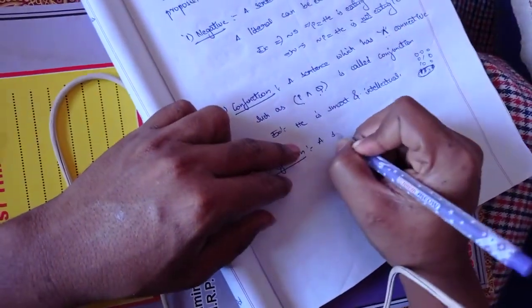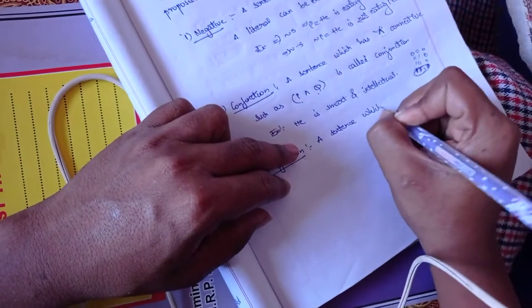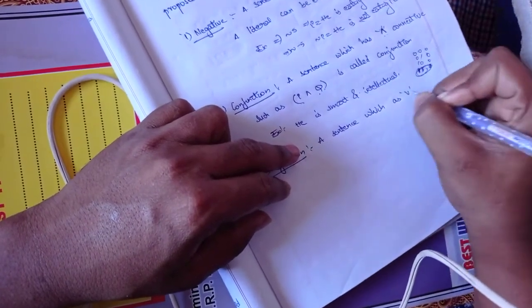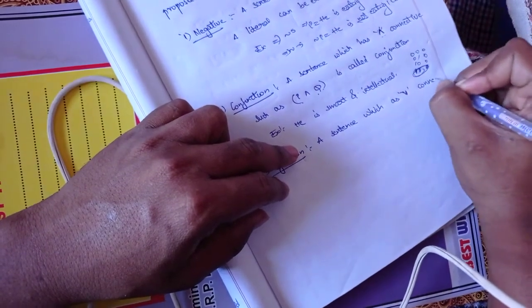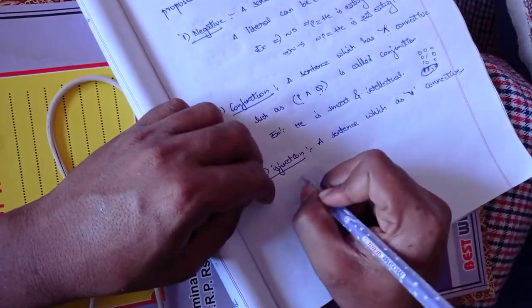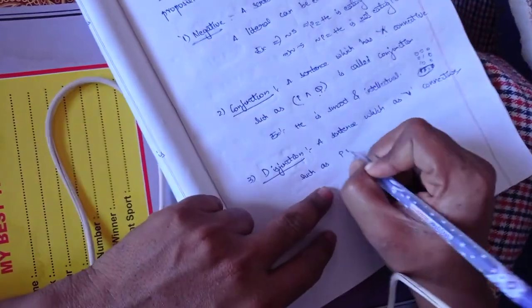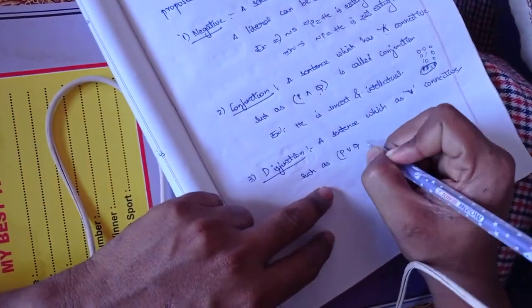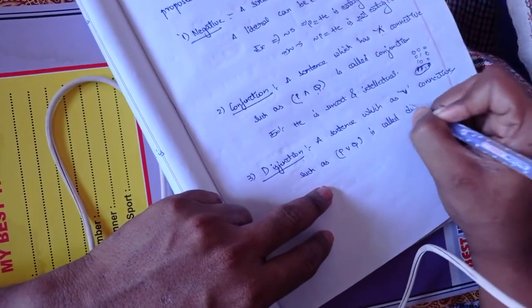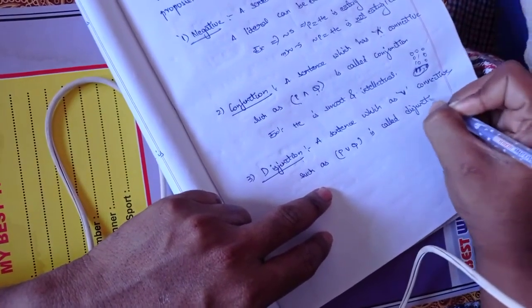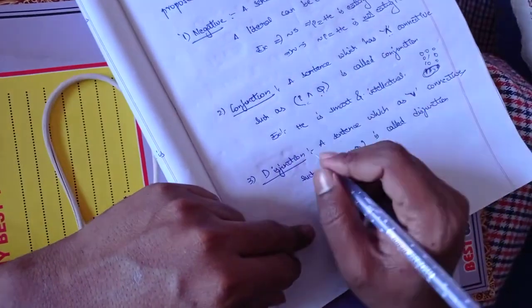A sentence which has the reverse cap symbol, reverse V, or we can call it the V connective, such as P V Q. The disjunction of P and Q is called disjunction. So this type of representation is called disjunction, and the other type of representation is called conjunction.